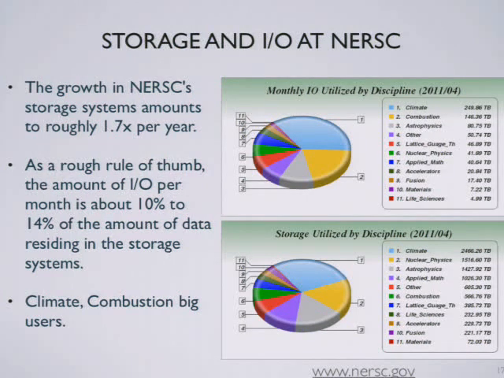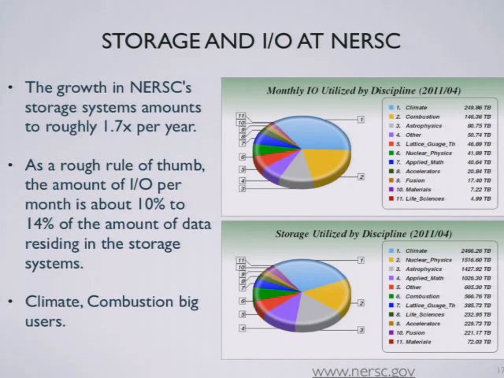And it's growing. In fact, those storage systems at NERSC are growing roughly at about 1.7 per year. So here, what I've summarized is the I/O used by discipline and the storage used by discipline. You can see why I've chosen some of the examples: climate and combustion are using a little over 500 terabytes of I/O just on their simulations at NERSC. I should also hasten to add that there are 2 other large computing facilities that the DOE Office of Science supports, one at Argonne and one at Oak Ridge, which have very similar numbers.